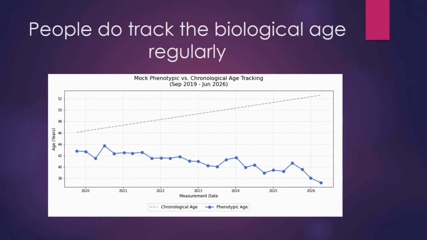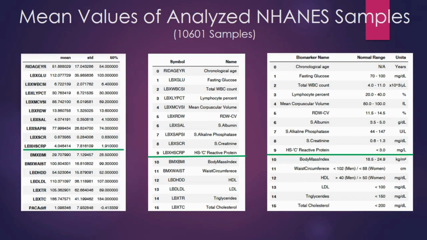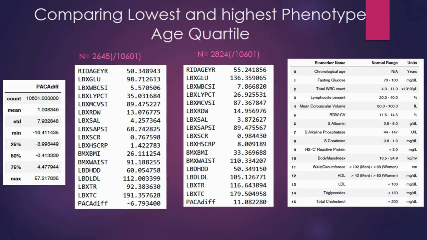People do track their biological age regularly. This slide presents a mock tracking chart showing an individual's effort to keep their measured phenotypic age consistently lower than chronological age. Mean values of analyzed NHANES samples. Provides the statistical means and standard deviations for various biomarkers from the data analysis alongside their standard normal ranges.